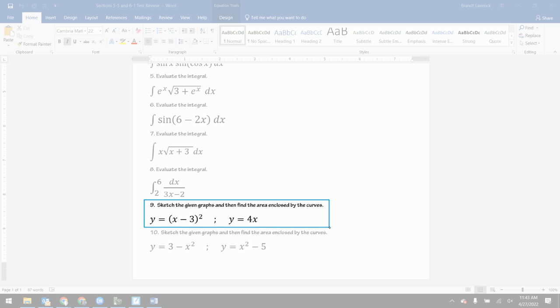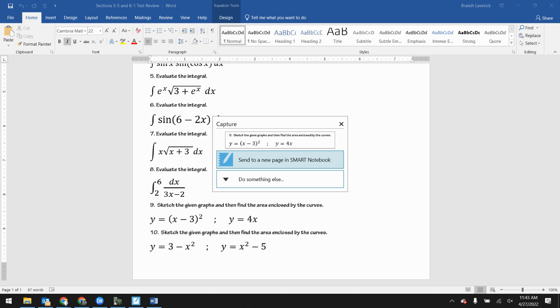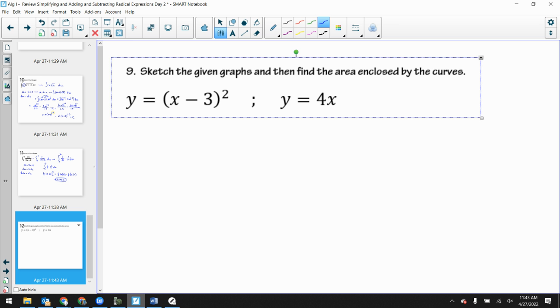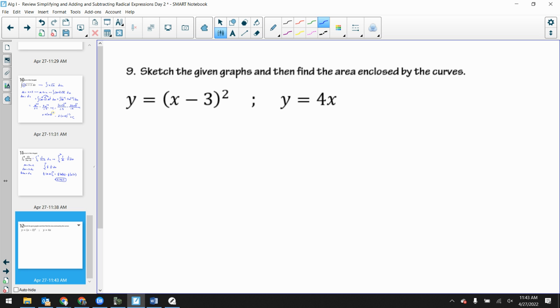Appreciate it. All right, number 9. So now starts the section 6.1. And just a couple questions out of 6.1. It's not too bad, even these ones. Sketch the graphs and then find the area enclosed by the curves. You will have your graphing calculator for this, so you can find whatever you need to with your graphing calculator.